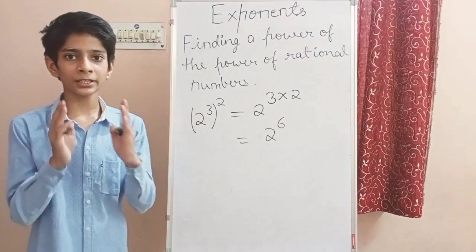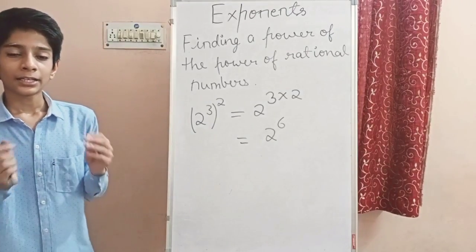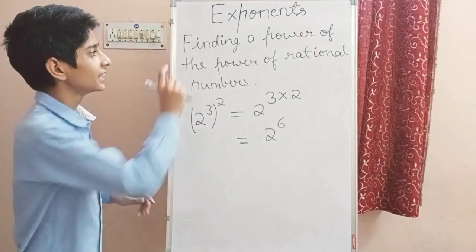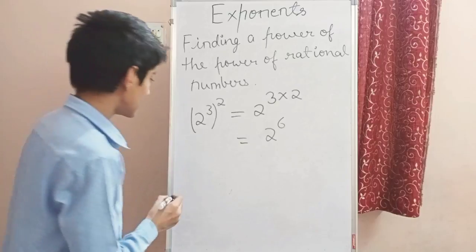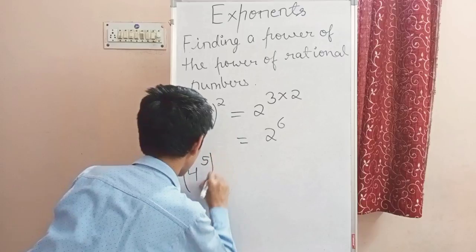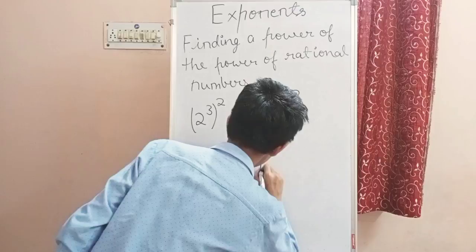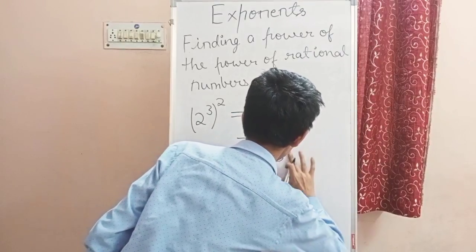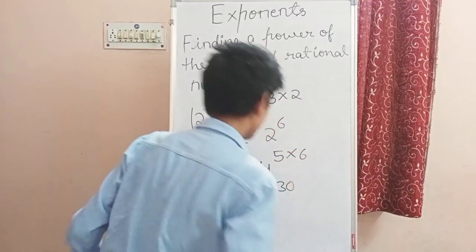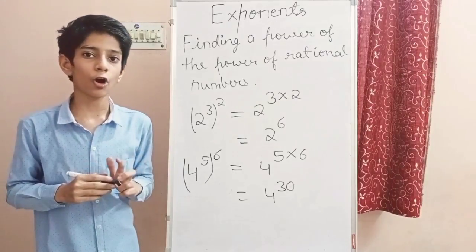So if there is a power inside the bracket and there is a power outside the bracket, they will always be multiplied. They will not be added. This is only the second law. Let's take one more question. One more question is 4 raised to the power 5, and then outside the bracket it is 6. So how will we do? We will follow the same step. So 4 raised to the power 5 into 6 becomes 4 raised to the power 30. Okay, so now you are clear what to do in the second law of exponents.